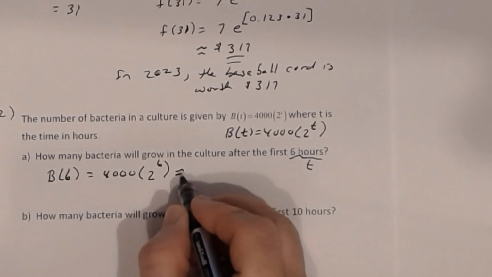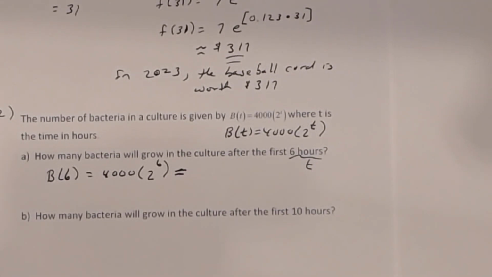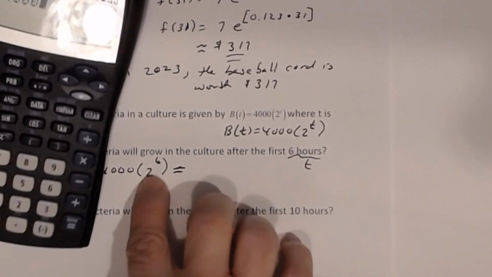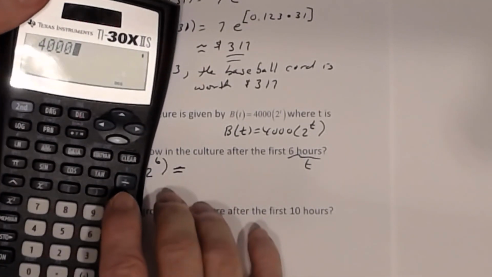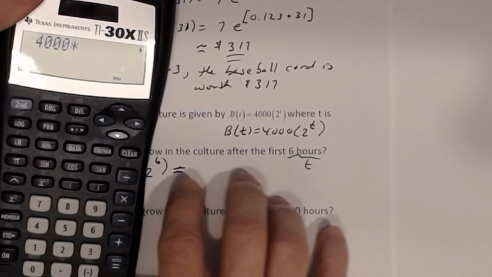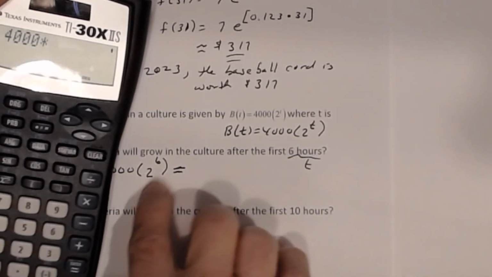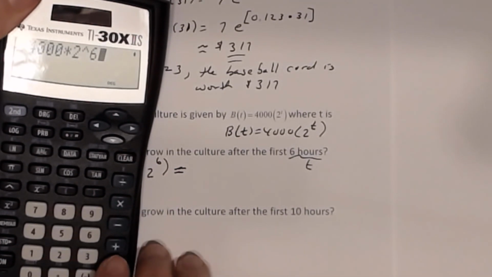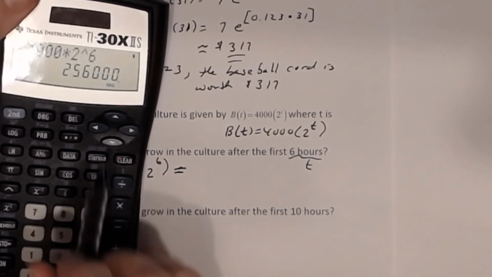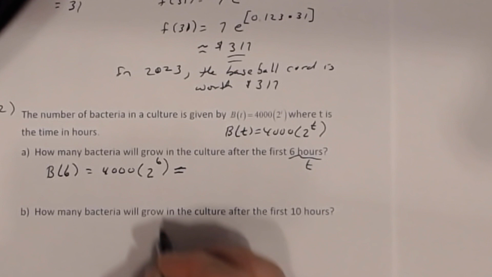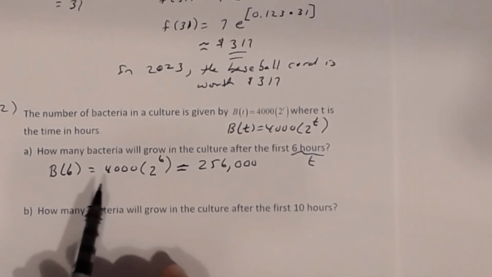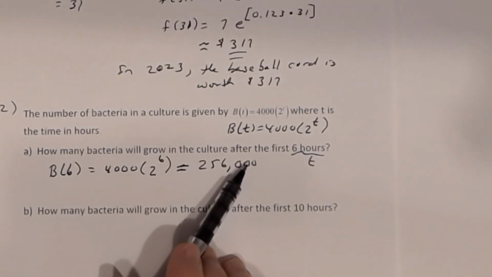And so using your calculator, you're going to say 4,000 times 2 raised to the 6th power, equal, and so 256,000. So how many bacteria will grow in the culture after the first 6 hours?